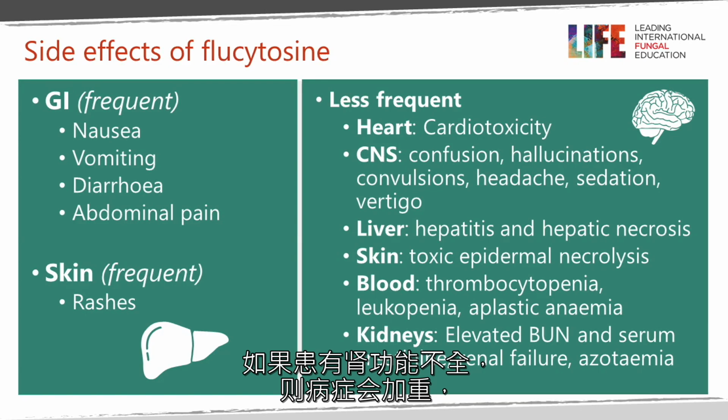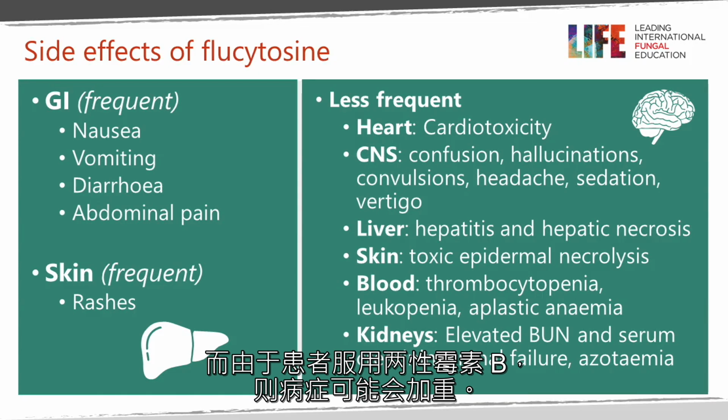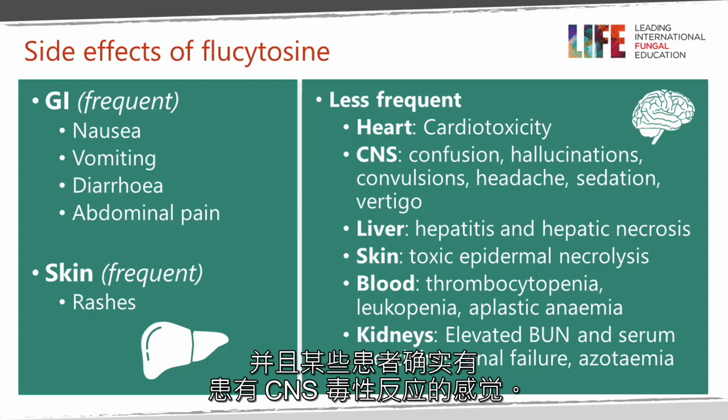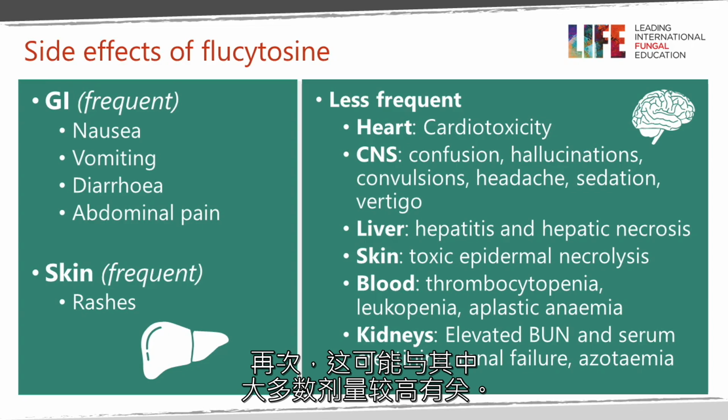And that is exaggerated if you have renal dysfunction, and that may be exaggerated because patients are on amphotericin B. But flucytosine can also cause hepatitis and hepatic necrosis, and that's important. And some patients do have a sense of CNS toxicity, again, probably related to higher doses in most of them.